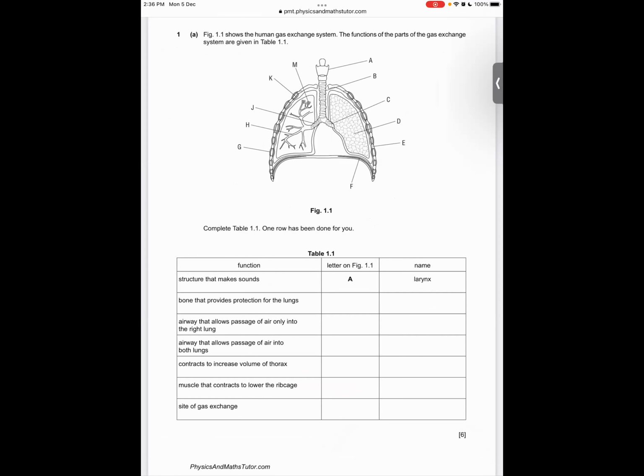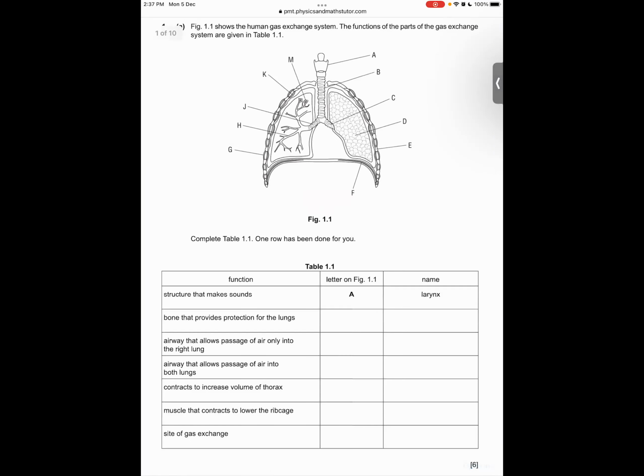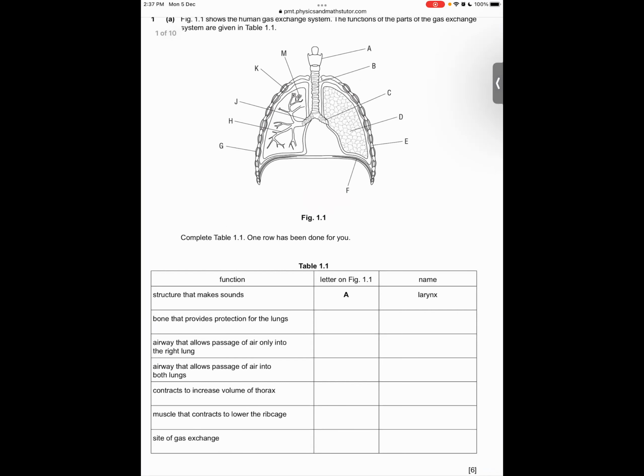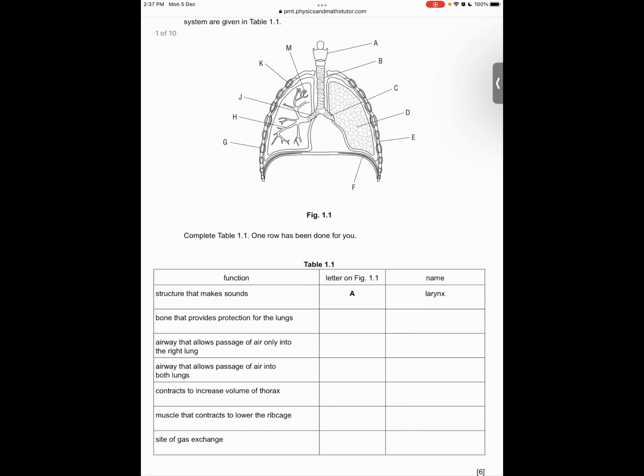You tell me the letters for each of the functions and the name of that part. Figure 1.1 shows the functions of each part of the system. The function that makes the sound is the larynx. Miss, that's also already done. Okay, never mind.